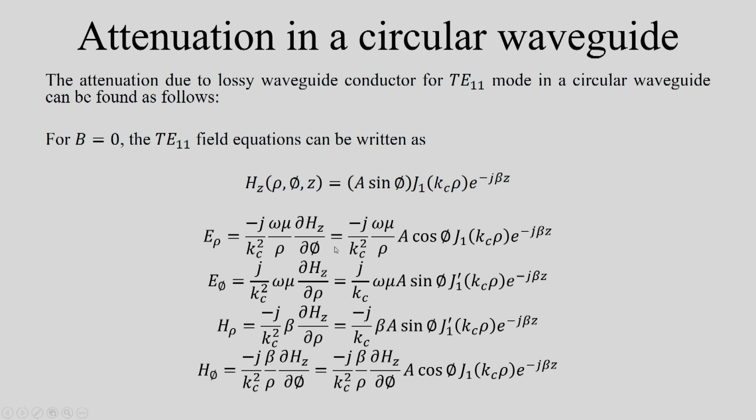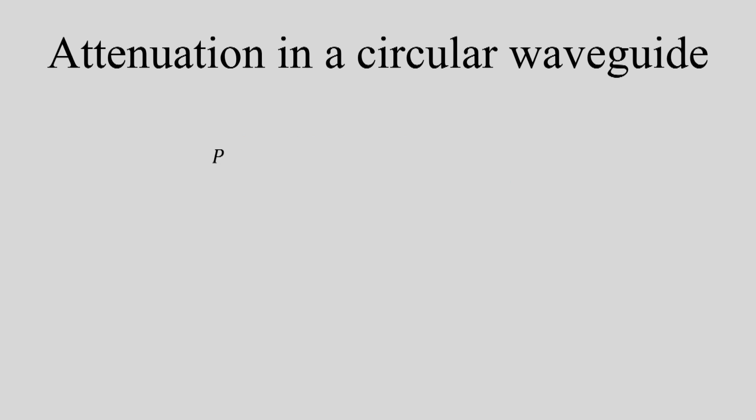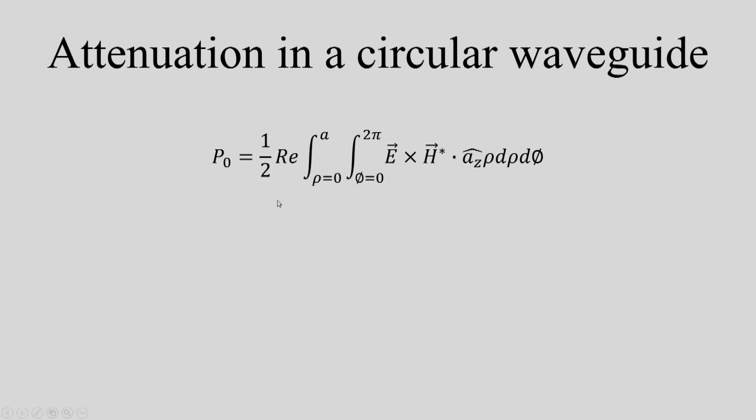So, once we have all these field components computed, now we can find out the power that propagates along the circular waveguide for the dominant TE 1 mode. So, the power P naught can be written as half the real part of E cross H star, which is the Poynting vector, and then integrating this Poynting vector from rho equal to 0 to rho equal to a and phi equal to 0 to phi equal to 2 pi. And this is the unit area, rho d rho d phi.